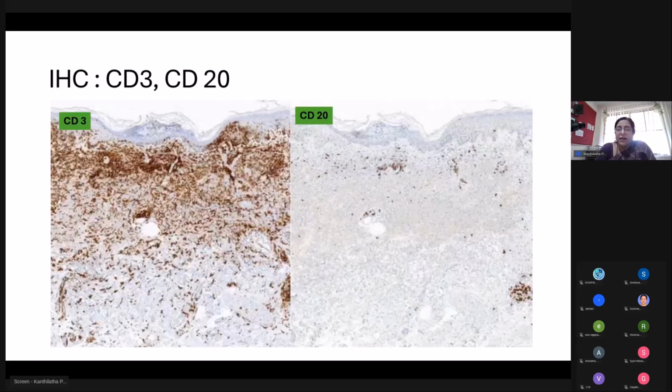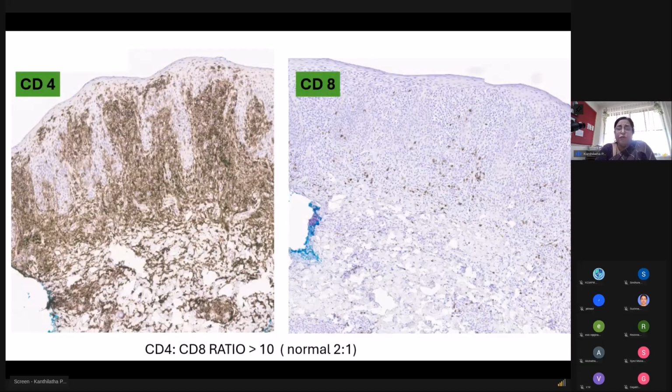You can see the CD3 and the CD20 in our case. So it was strongly and diffusely positive for CD3, establishing our primary diagnosis of T cell lymphoproliferative disorder. We can only see few scattered CD20 B cells. So that's a T cell lymphoproliferative disorder. Now that we have a T cell lymphoproliferative disorder, we want to know whether it's a T helper cell subset or a CD8. So we have the CD4 and the CD8 here. You can see all the infiltrate is CD4, and CD8 are few scattered cells there.